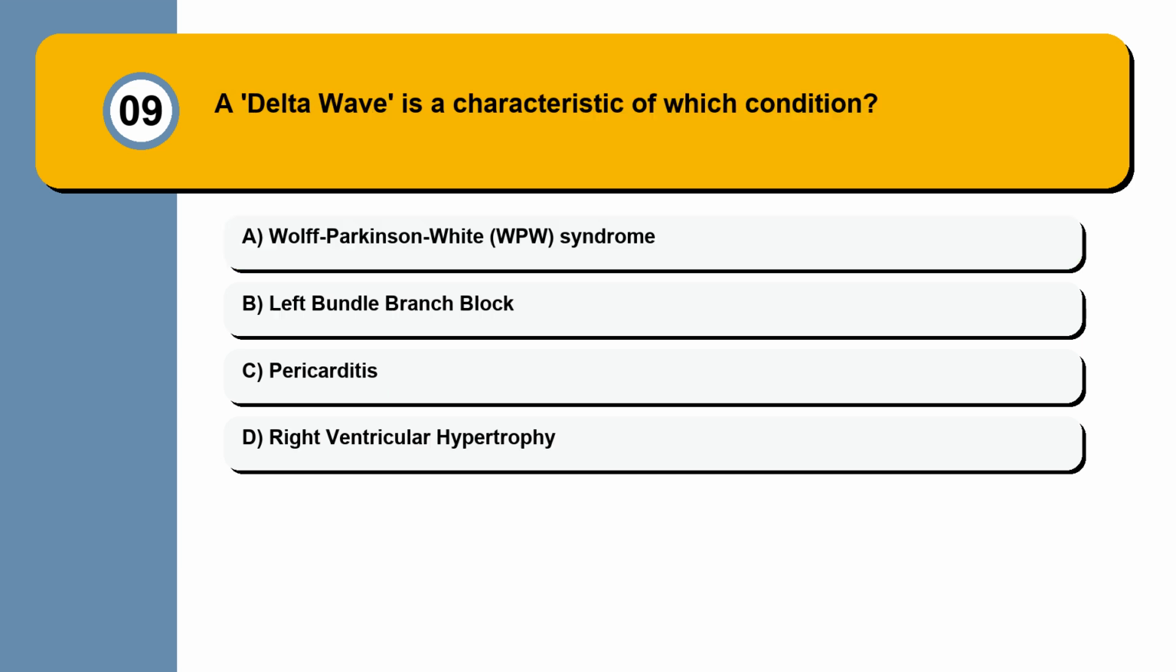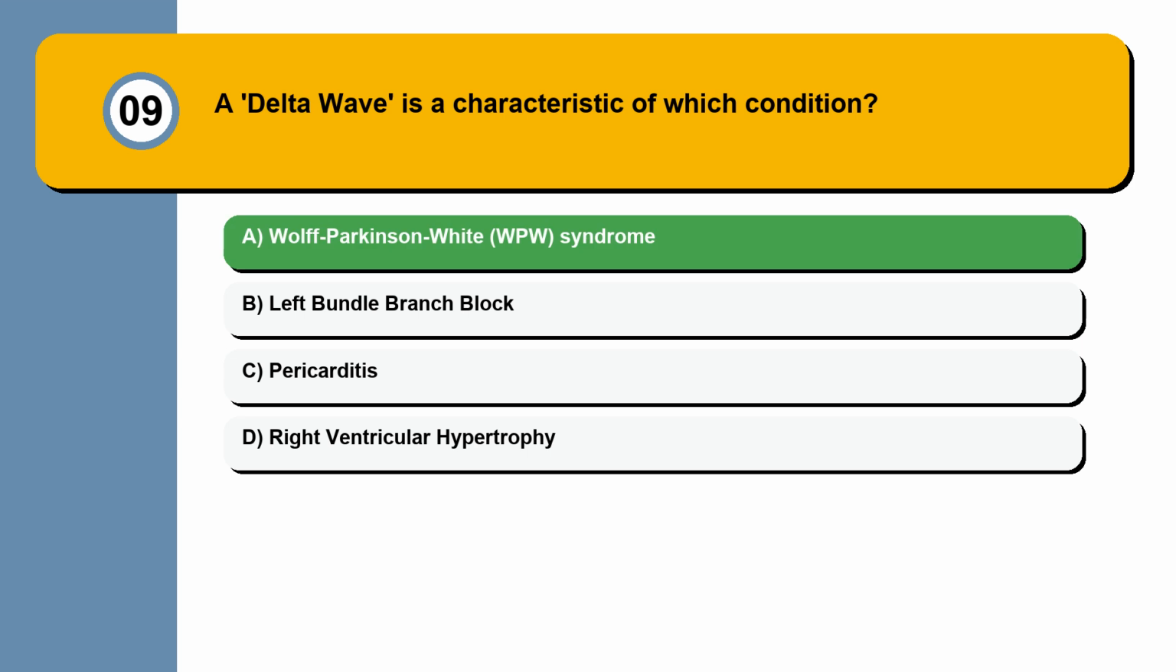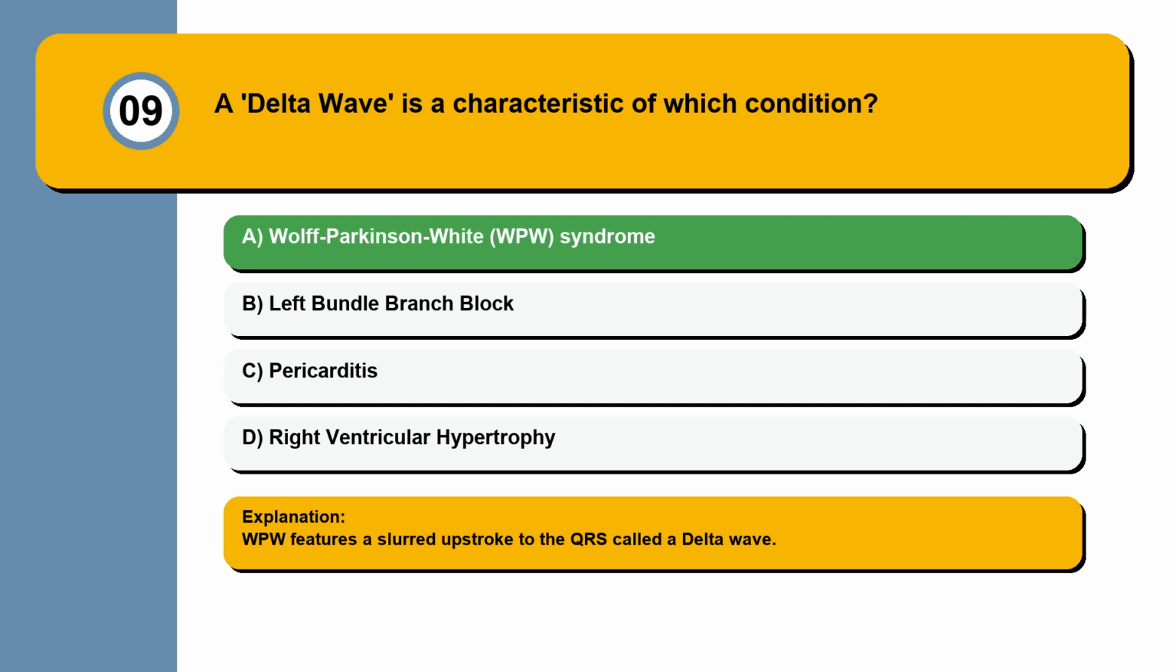Question 9. A delta wave is a characteristic of which condition? Wolff-Parkinson-White WPW syndrome, left bundle branch block, pericarditis, right ventricular hypertrophy. WPW features a slurred upstroke to the QRS called a delta wave.